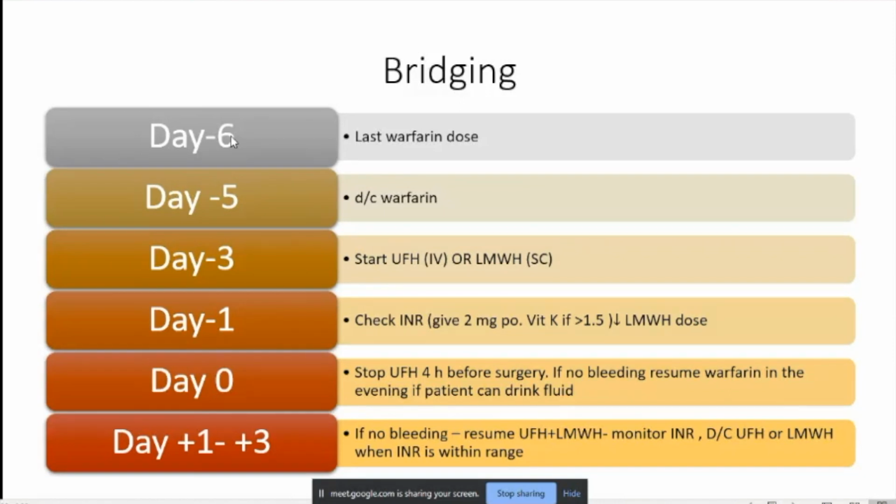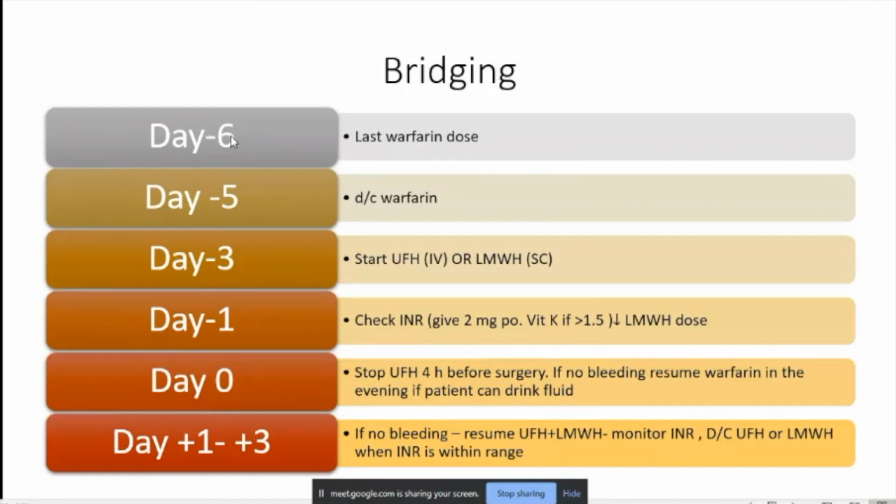Now, day -3. Why did we leave a gap here? Because the warfarin duration of action, we all know, is 2 to 5 days. So at least we have to give a day holiday. So on day -3, we start the patient on unfractionated heparin IV or low molecular weight heparin subQ. That is what we call bridging. So again, day -6, we give the last warfarin dose. Day -5, we discontinue the warfarin. Day -3, we start the patient on unfractionated heparin or low molecular weight heparin.